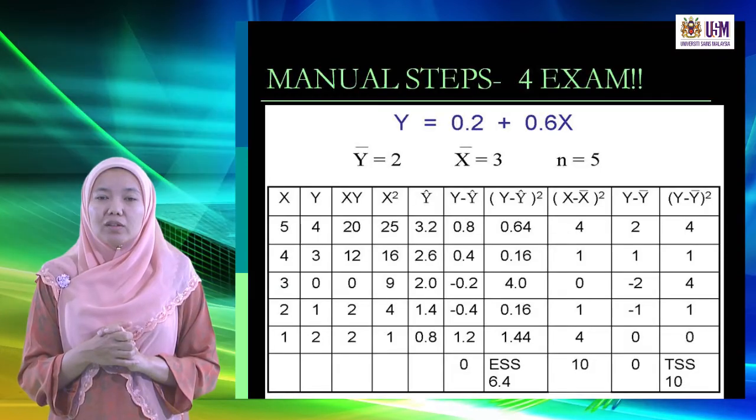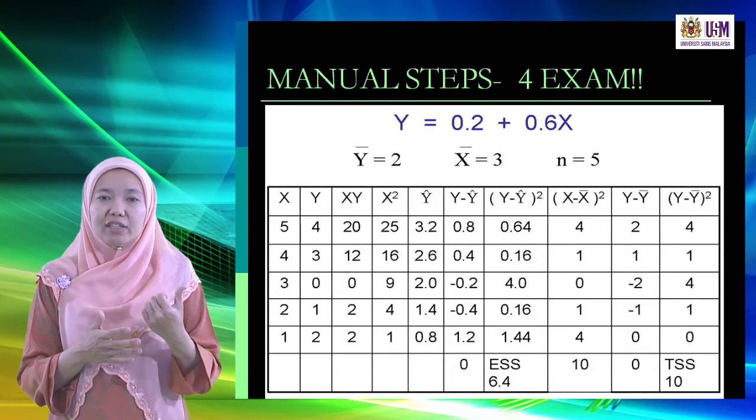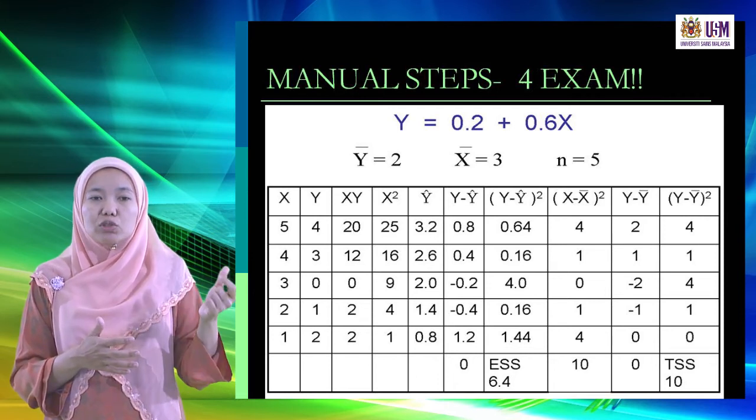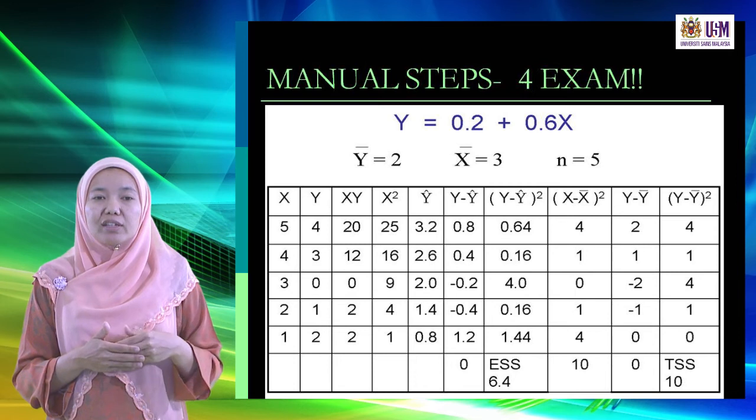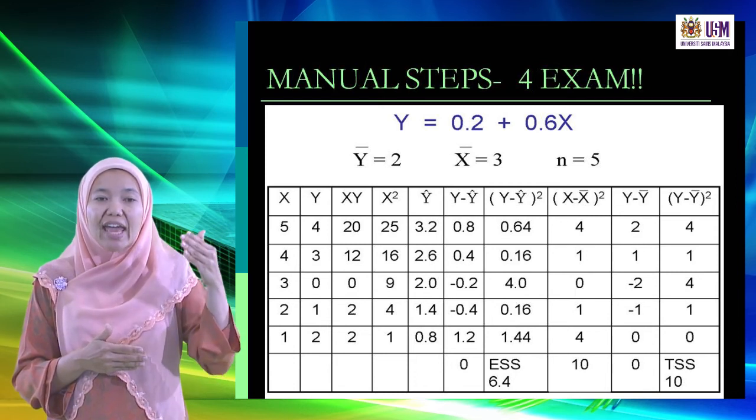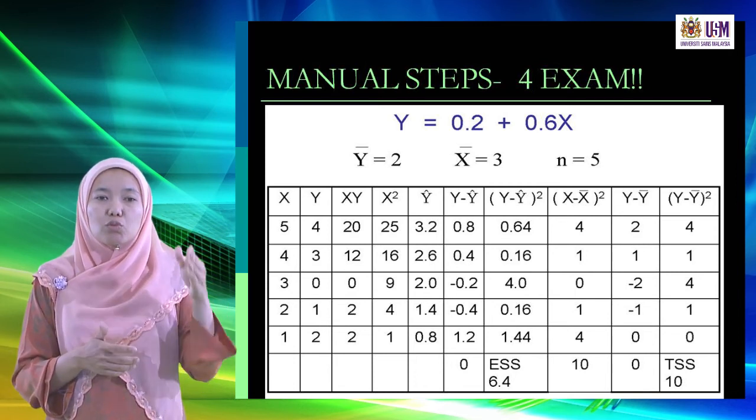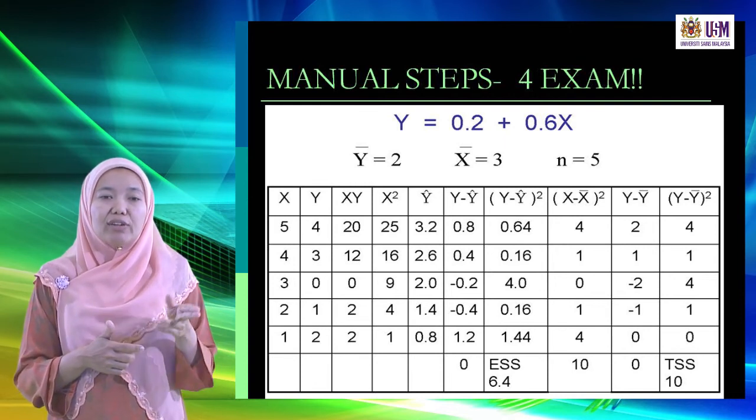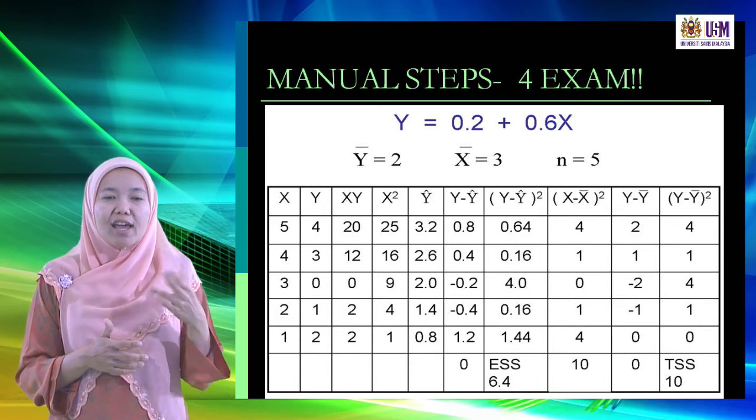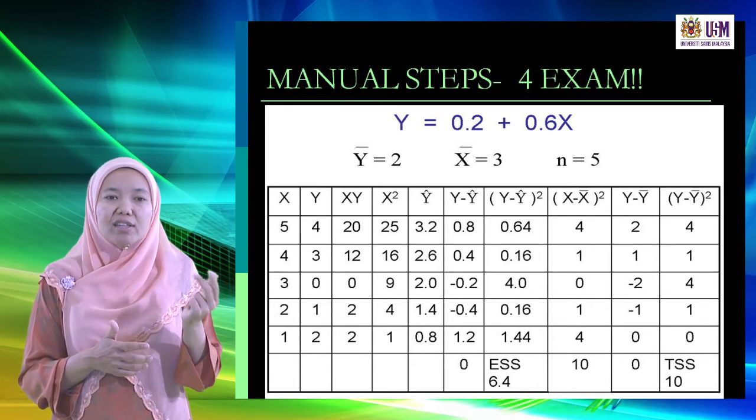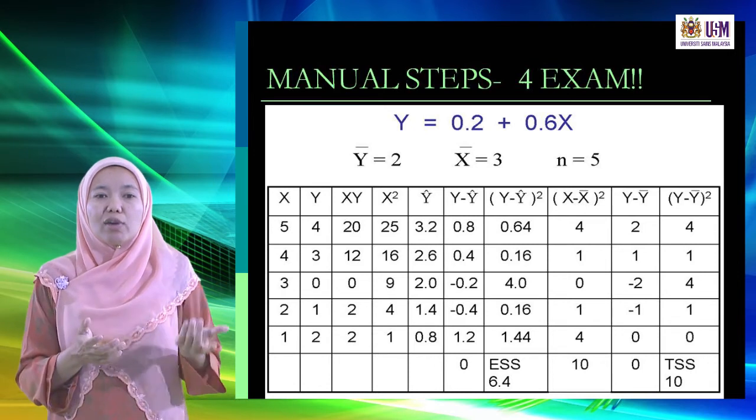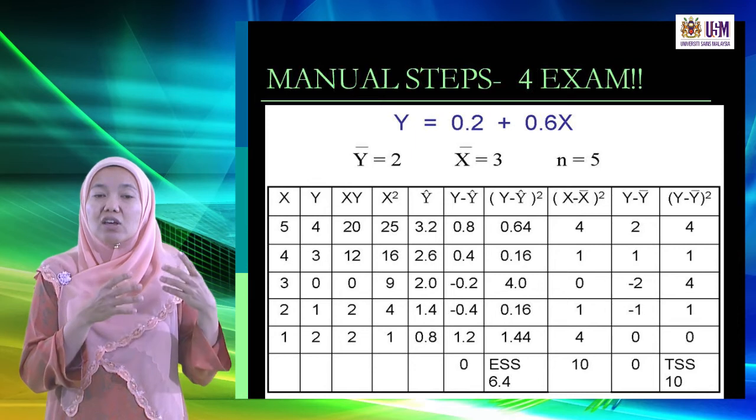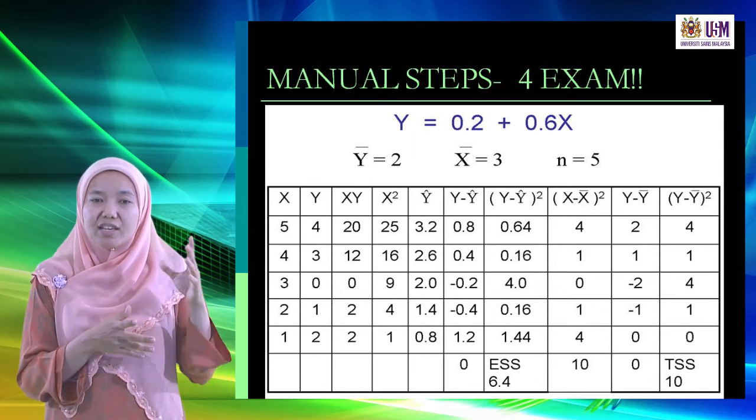What you see here are the manual steps, with the actual data given in the leftmost columns. You have the x variable in the first column and the y variable in the second column, and they are paired. When x is 5, y is 4. When x is 4, y is 3. When x is 3, y is 0. When x is 2, y is 1. And when x is 1, y is 2. That is the actual observation that is given.